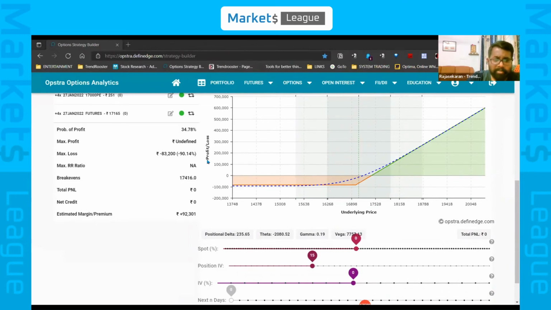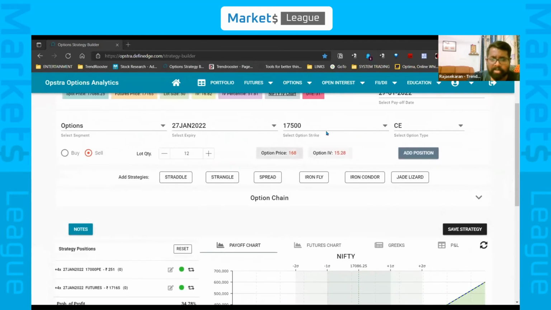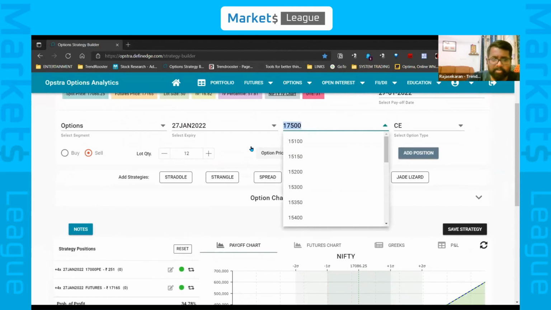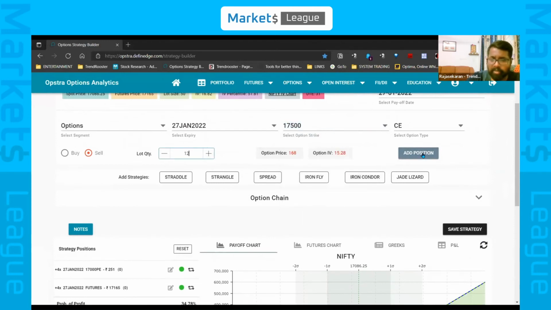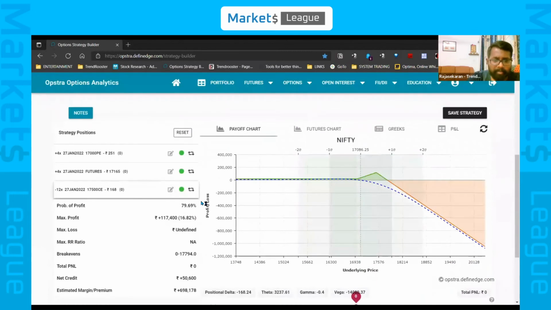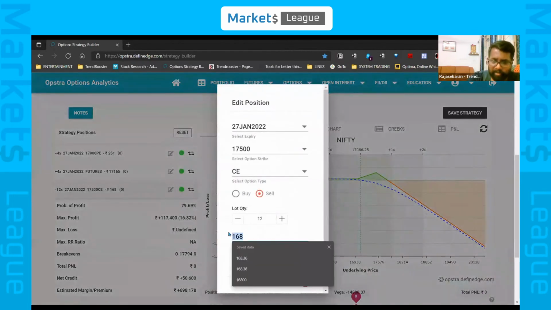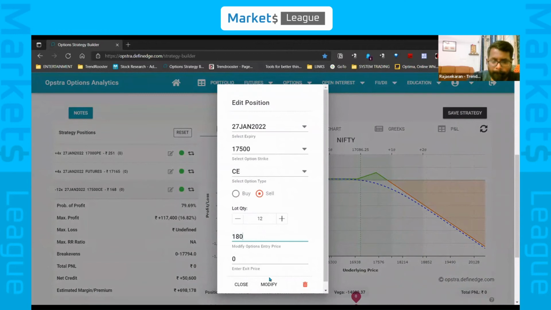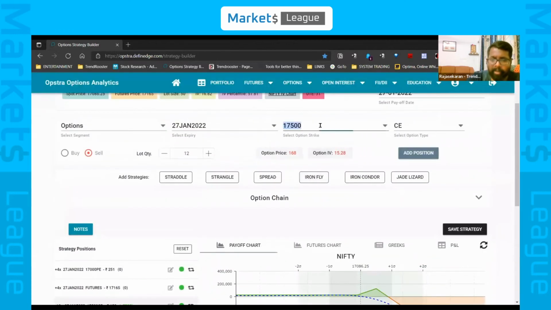Now I wanted to reduce it by selling the call credit spread, 3x or 2x of your future or long in the stocks. So how do I do that? For example, I'm going to 17,500. I'm selling 12 lots added here. I'm editing here. Maybe I'll make it 180 or something like that. And then I'm buying 17,650. 650, I'm buying it.